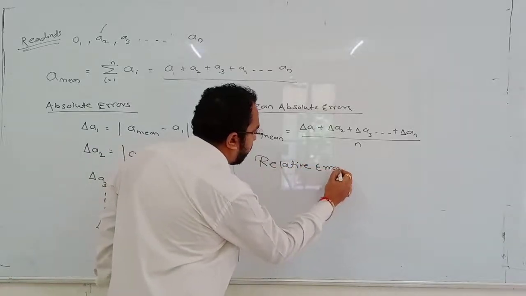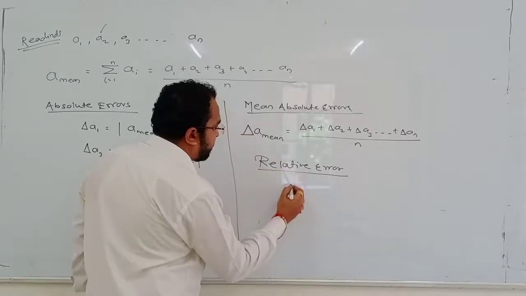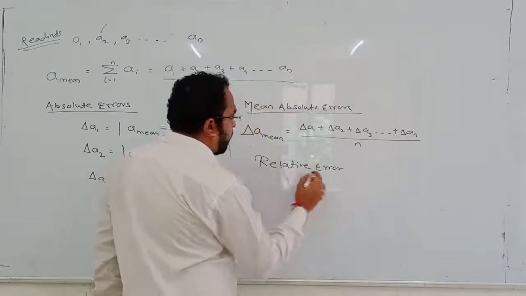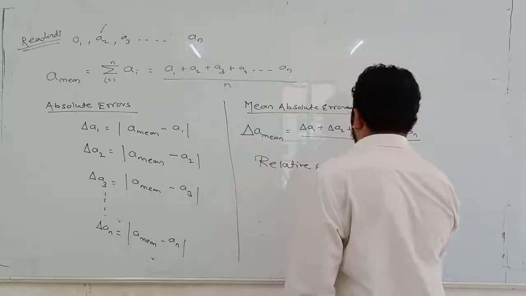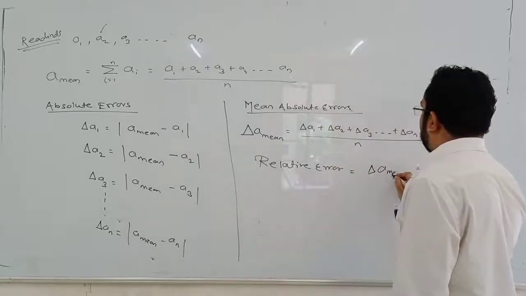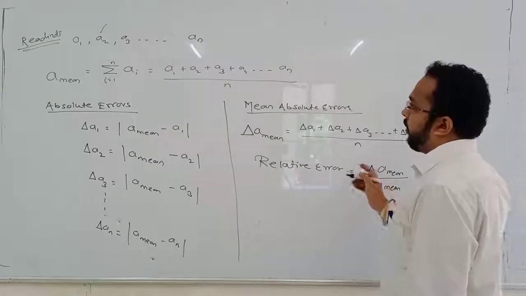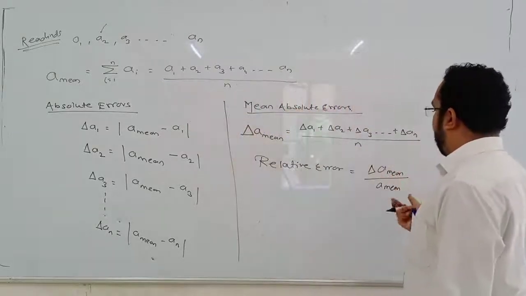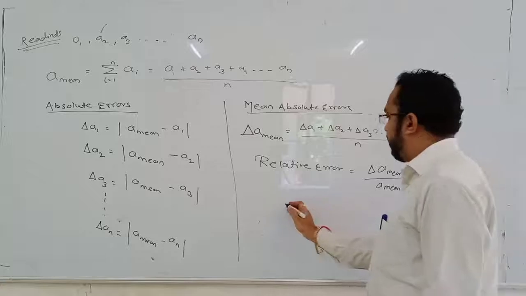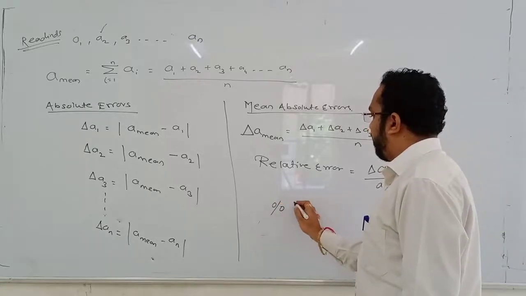Relative error, which is nothing but delta mean absolute error upon A mean. Mean absolute error upon A mean. Okay, and last one, percentage error.